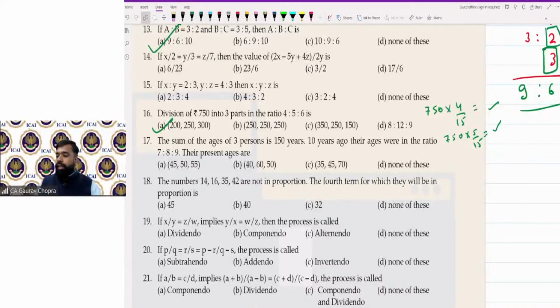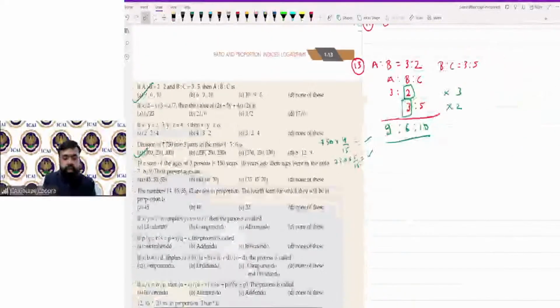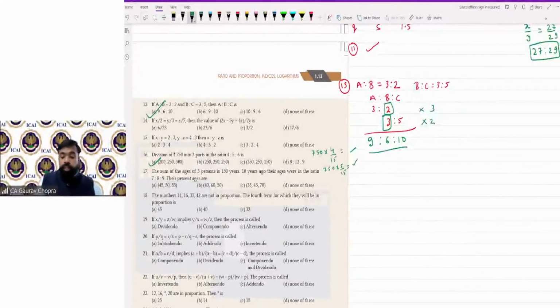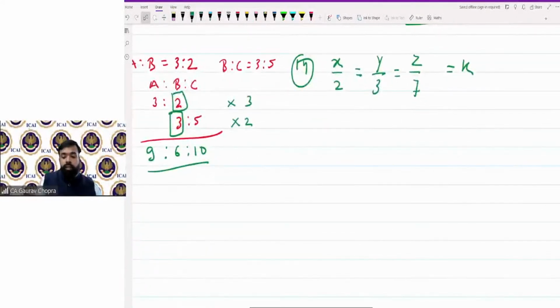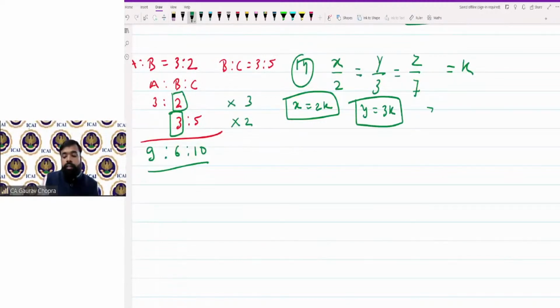Pooja says, I'm not getting question number 14. Please try. Okay, let's do question number 14. Two people are having the doubts. So in question number 14, it says x by 2 equal to y by 3 equal to z by 7. So let us make them equal to a constant, which is k. So value of x will be 2k, value of y will be 3k, and value of z will be 7k.